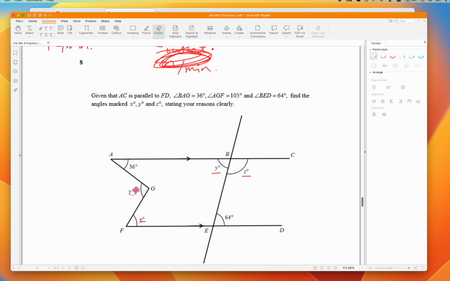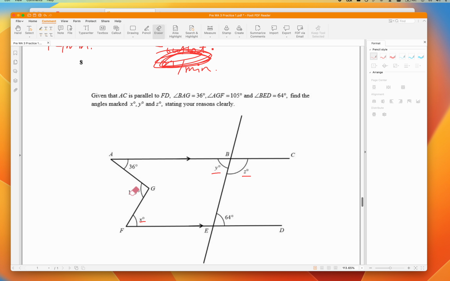It looks like this question and just now the question are almost the same. I think you can find Y straight away. Yeah, I can find it. It's Z, right? What's the reason? I first found Z because of the internal angle. Very good. And Y is angle on a straight line. Yeah, very good. So it's 116.